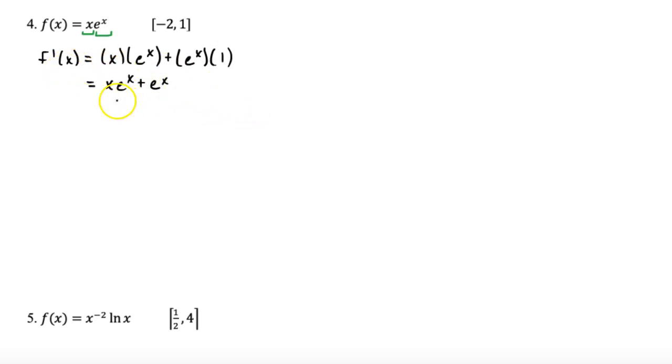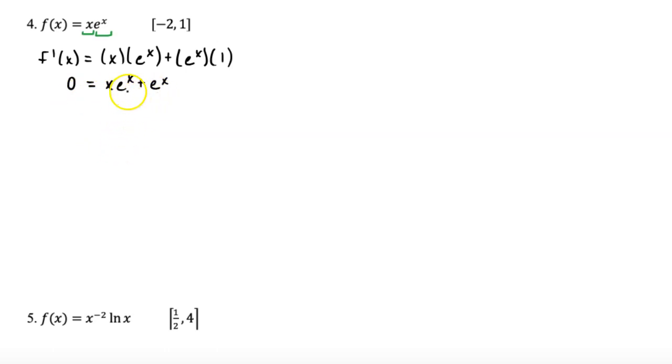Now I'm thinking, is there anywhere where this is going to be undefined? No, because I know that I can plug any value into the e function, any value into x, and it's going to be defined. I don't have any kind of square roots, I don't have any logarithms, I don't have any denominators here that can be zeros. And so I'm just looking for the values where the derivative is equal to 0. And so I want to solve this equation.